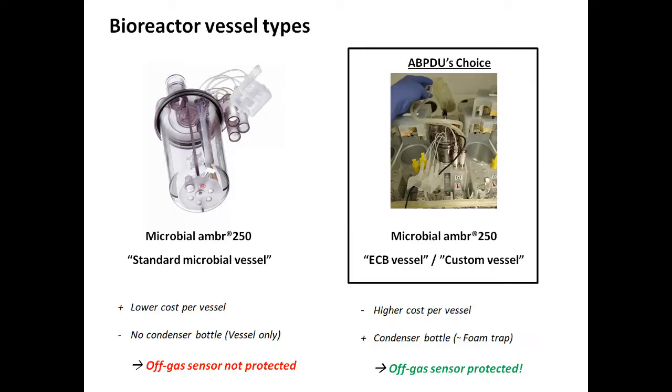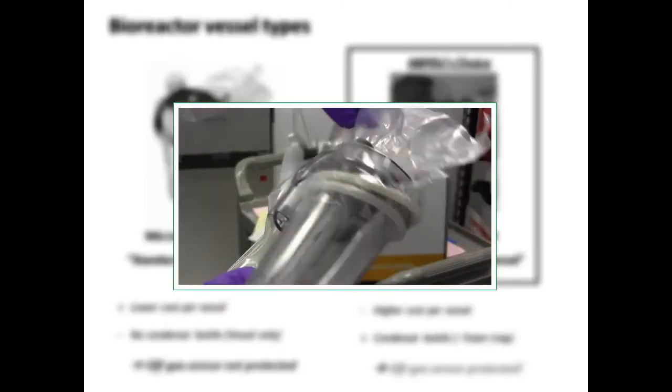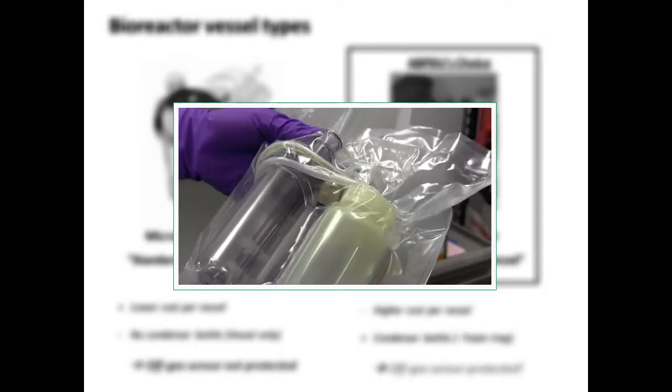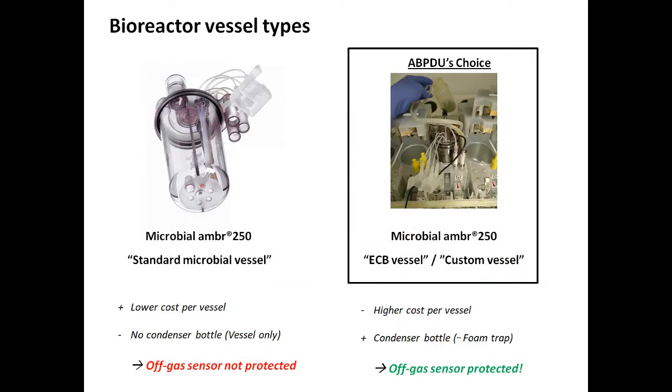There are 2 types of microbial bioreactor vessels available, the standard vessel and one with an external condenser bottle, ECB. The ECB vessel is the ABPDU's default, as this external condenser bottle serves as an overflow protection for hardware parts located downstream of the bioreactors.